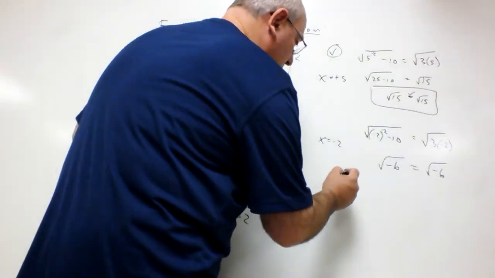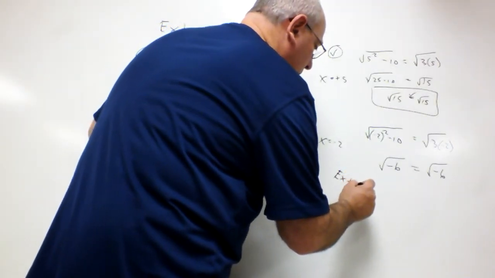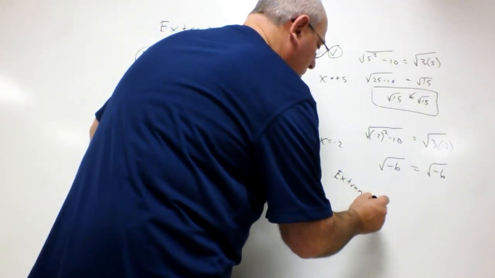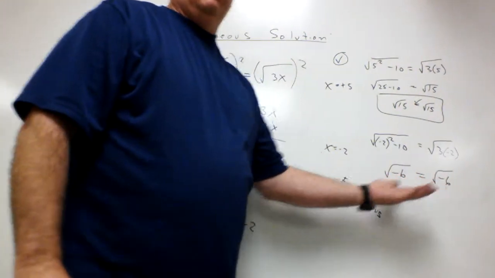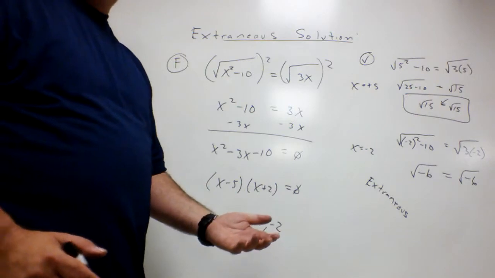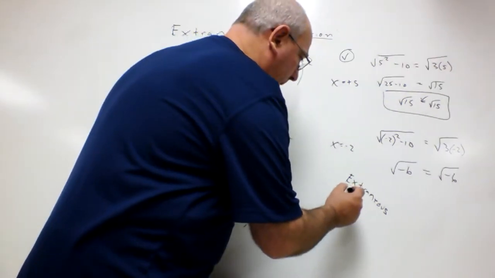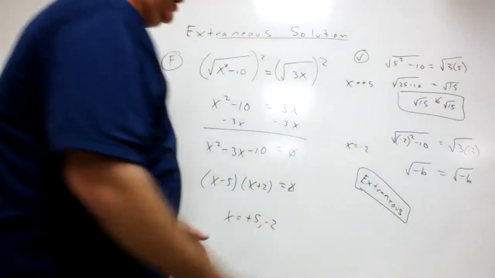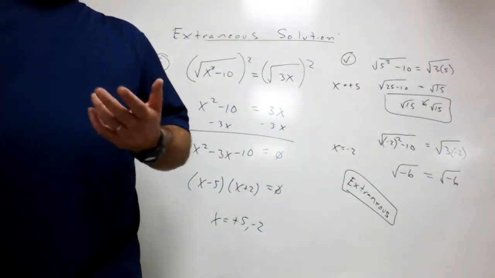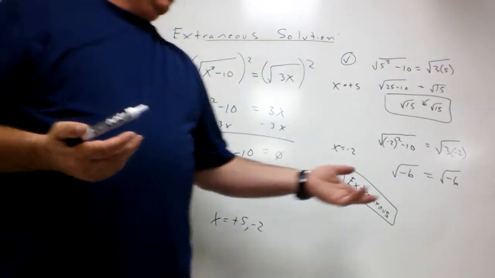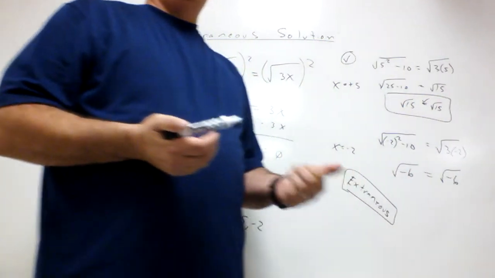So this is extraneous, because even though they're equal, the answer is invalid, so it's still extraneous. You want to make sure that you understand that even though they're equal, it's not always going to still be an answer, because it could be an invalid answer.